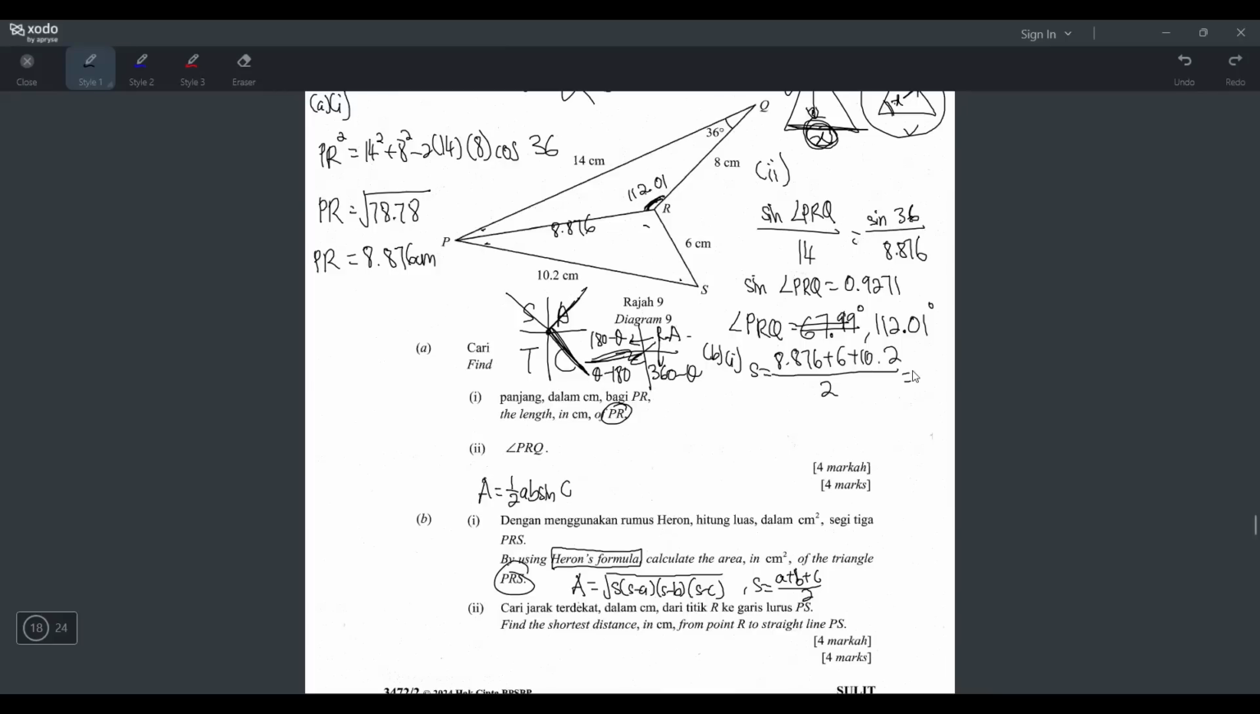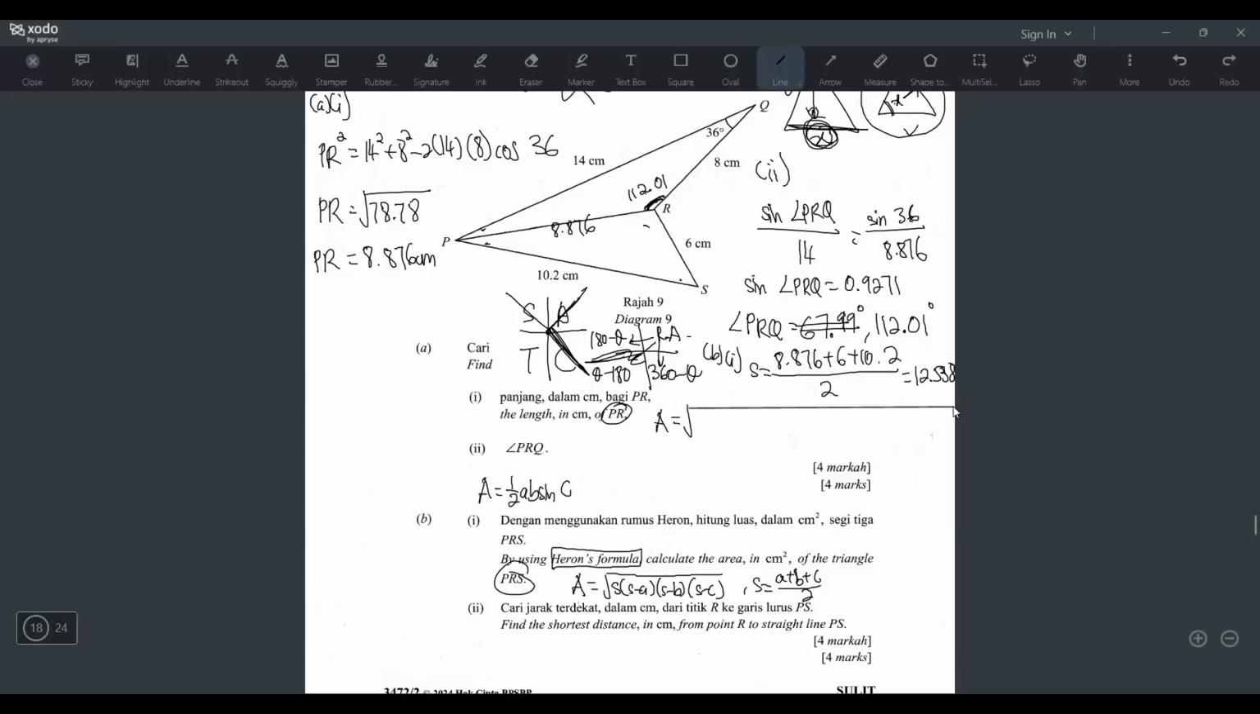8.876 plus 16.2, and then divide by 2. Okay, for S, I get 12.538. Okay, 12.538. Alright, now we can find the area. So I'll just write A equals the square root here. Okay, and then let's draw a line like this. Now we follow the formula.